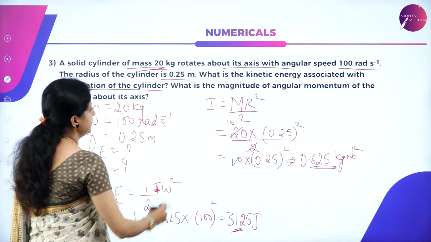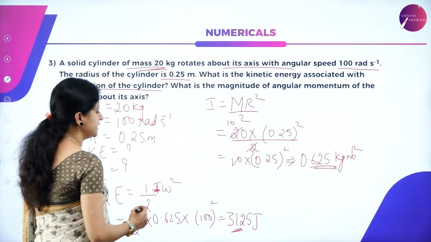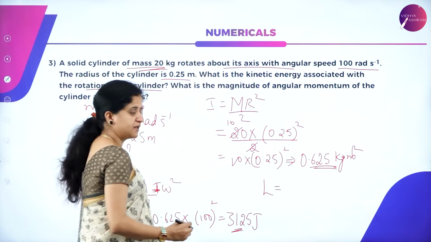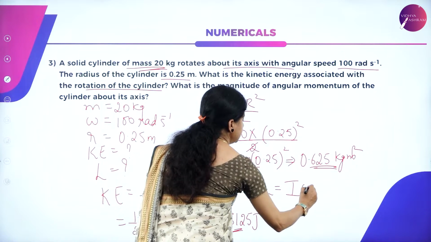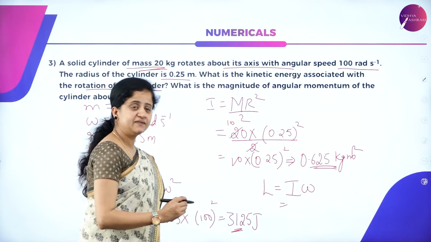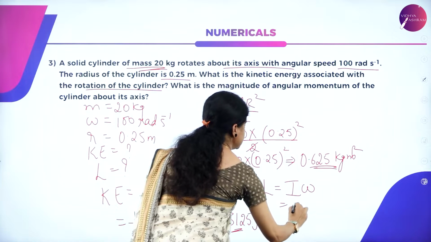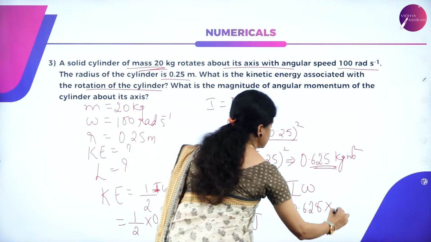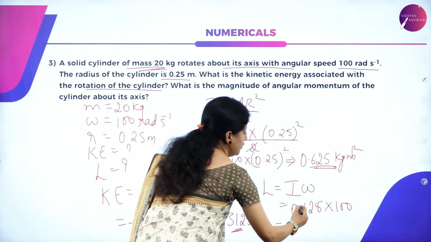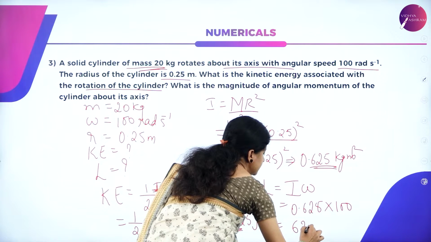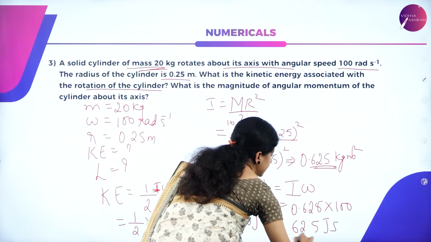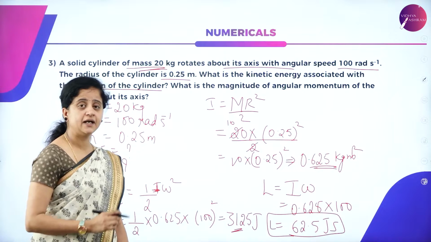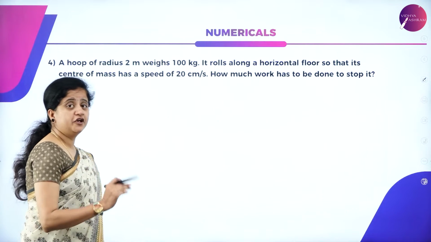We also have to find the magnitude of angular momentum of the cylinder about its axis. The angular momentum for a rotating cylinder can be calculated by the formula L is equal to I omega. So what is the value of I? I is nothing but 0.625 and the omega value is 100. So 0.625 into 100 is 62.5 joule second, which is the angular momentum of the cylinder about its axis. Okay, we'll move on to the next problem.